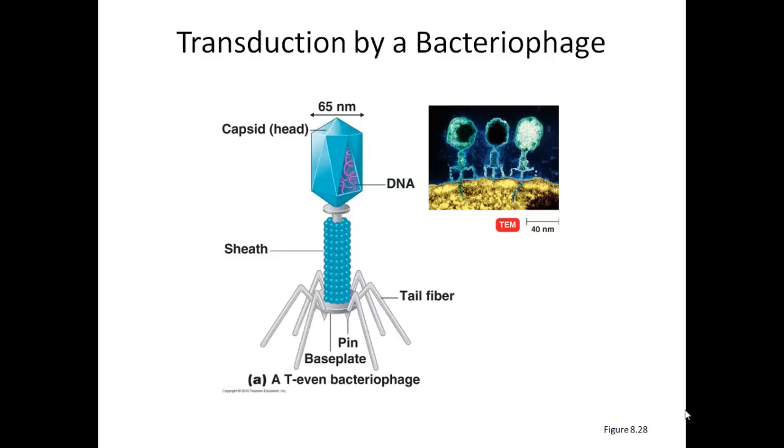A third method of gene transfer in bacteria is transduction. In transduction, a virus that infects bacterial cells, called a bacteriophage, transfers DNA from one organism to another. Think back to our lecture on viruses. During the viral life cycle, viral DNA is copied and packaged into new viral particles inside the host cell.